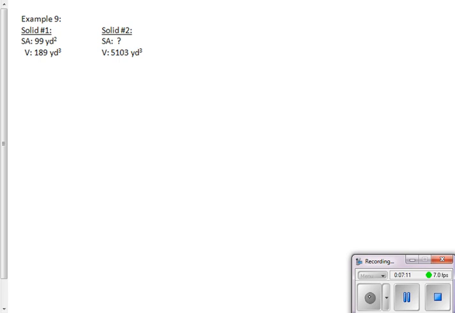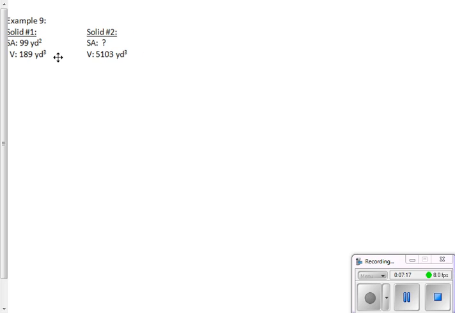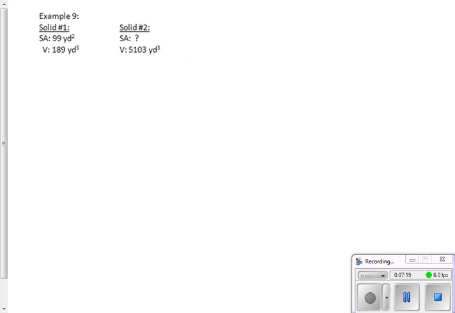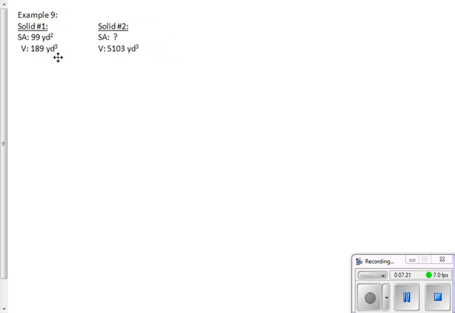Example 9 is very similar to example 8, except this time you are given volume. You know both components for the volume. So if you know both components in volume, you can take that, much similar to example 8 where they give you the surface area. So go ahead and figure out the scale factor first. Go ahead, pause video, find the scale factor.